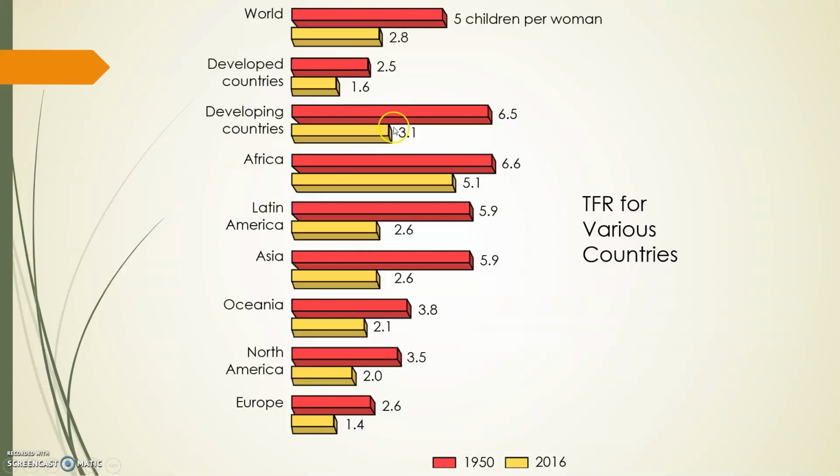Developed also went down. Developing went down. Look how much developing countries were influencing, though. 6.5 children per woman. That's a lot of kids. And then if you look at these numbers, most of them are going down from 1950 to now. You might think that, oh, wow, the population of the world is going down.